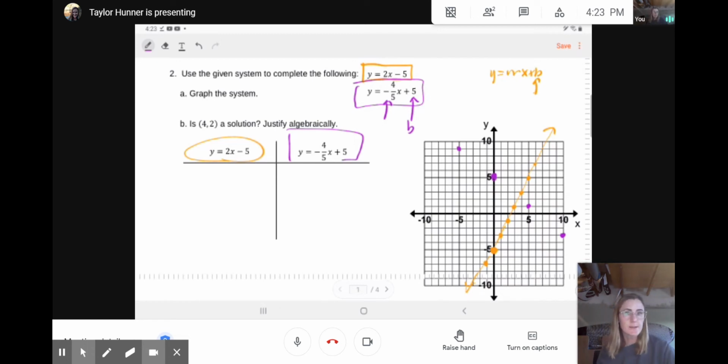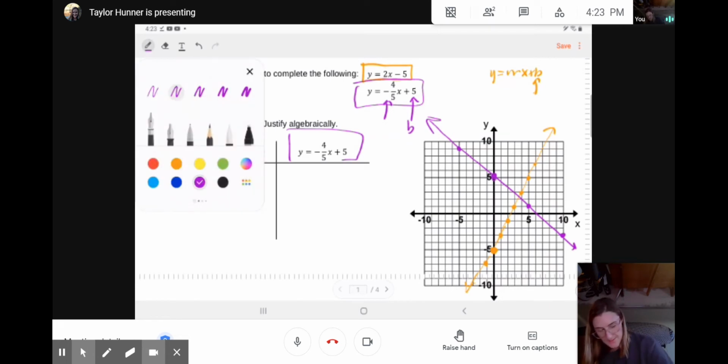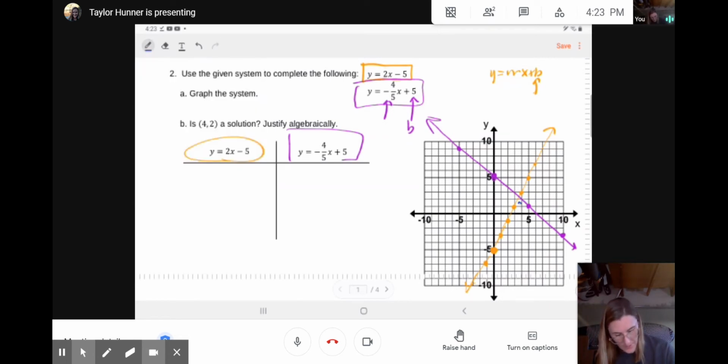And as you'll notice, I did not plot a point that also landed on my orange line. So when I draw my line, whatever I hit is going to be a fraction, right? I didn't plot an exact point. So I don't know what my solution is yet. But it asks, is (4, 2) a solution? Because if we look at it, it kind of looks like it's a solution. But we have to justify it algebraically.